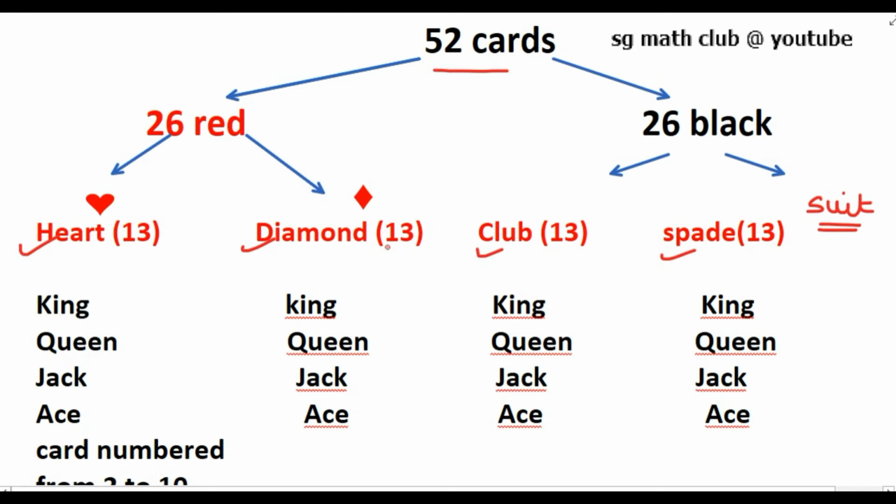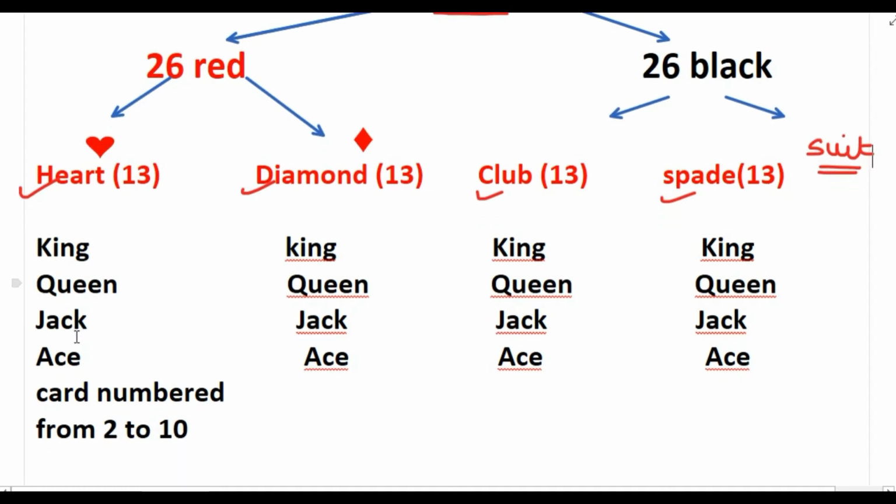So don't get confused. In a pack of 52 cards, we have 4 suits, and that is heart, diamond, club and spade. Each suit contains 13 cards. So that 13 cards means under the heart we have king, queen, jack, ace. Just now I have shown all these cards and cards numbered from 2 to 10.